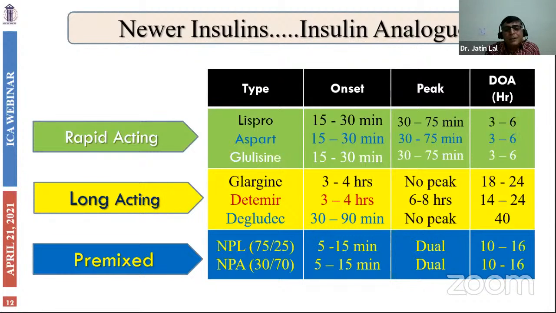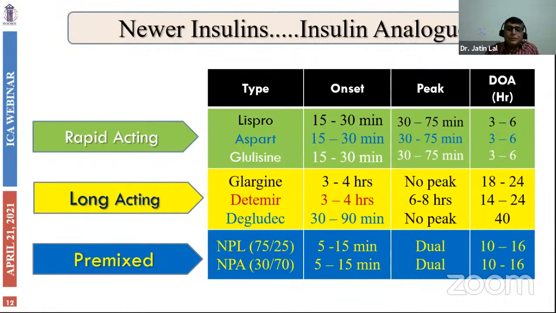And then we have the long acting insulins, insulin Glargine, insulin Detemir, and insulin Degludec, which are used for providing a basal control of the insulin, as their duration of action is very long, 18 to 20 hours. So single dosing is mostly required. For Detemir, it may be twice dosing.